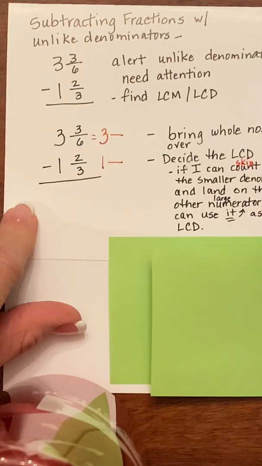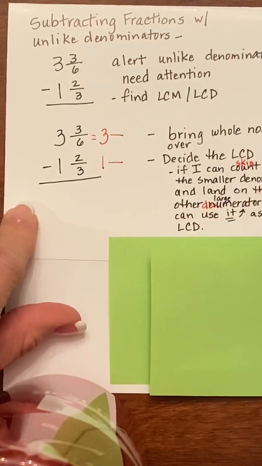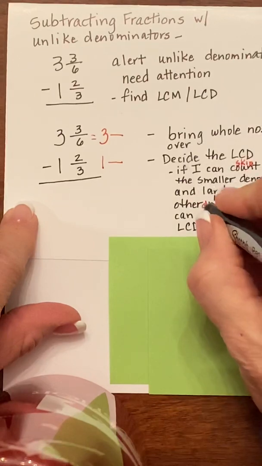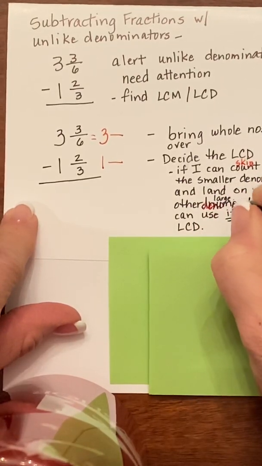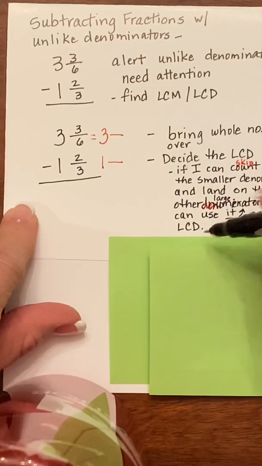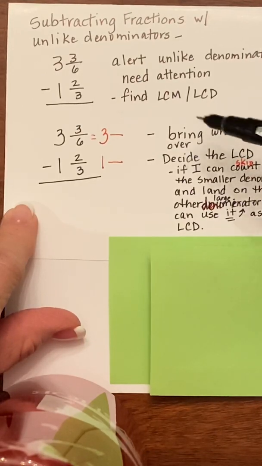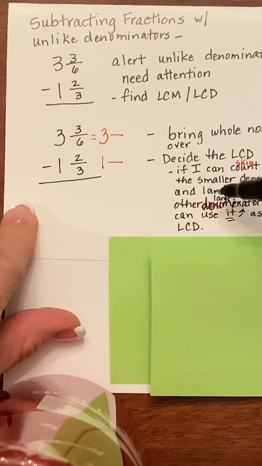So it says right here, if I can skip count by the smaller denominator and land on the other larger denominator, I can use it as my least common denominator. Okay, I'm so glad I'm reading this and thinking. Decide the least common denominator. If I can skip count by the smaller denominator and land on the other larger denominator, I can use it as my least common denominator. So I'm going to be using 6.